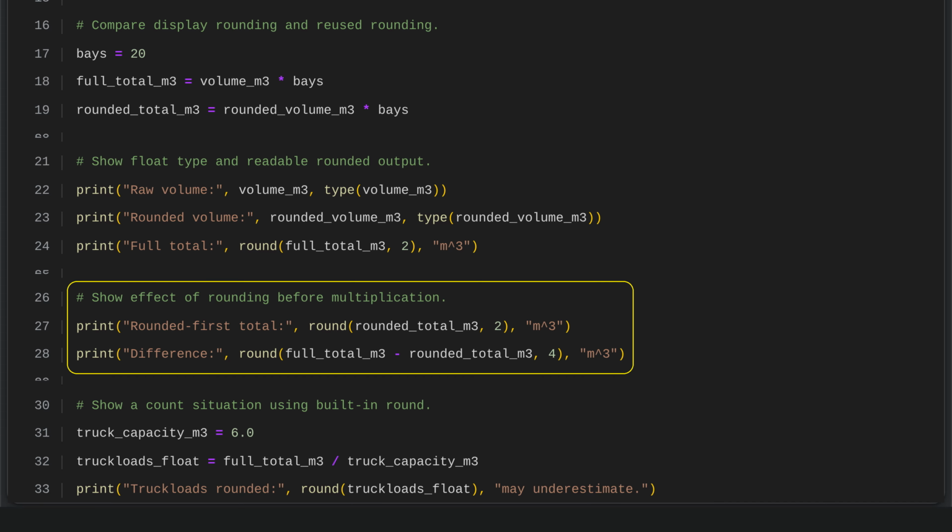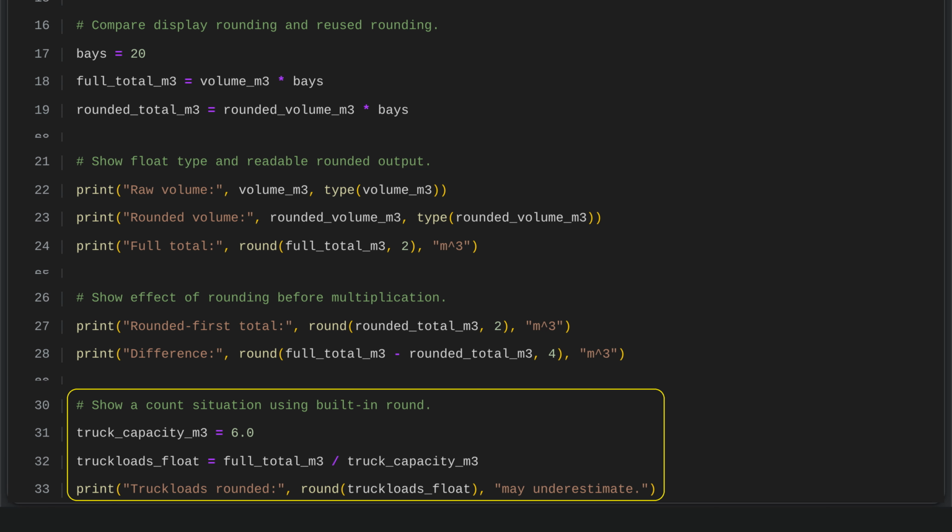First, compare the total volume found after rounding values before multiplication with the total found using full precision. The difference between them shows how early rounding can change cumulative results, which is important for understanding possible discrepancies in engineering calculations. The truck capacity is set to 6 cubic meters.